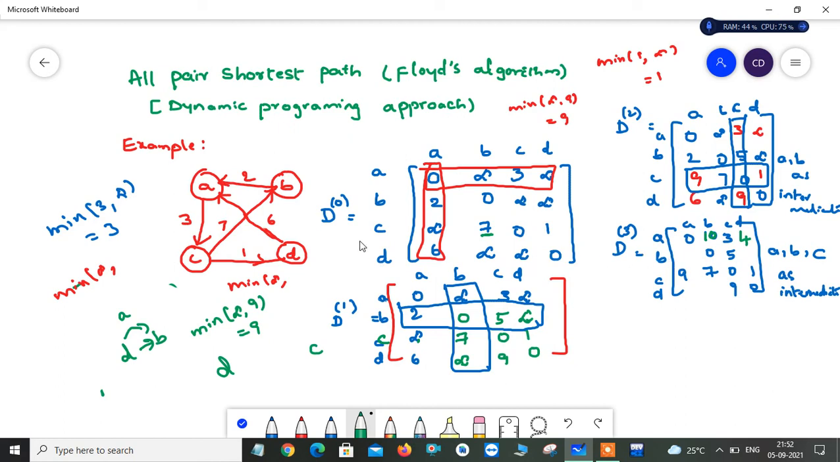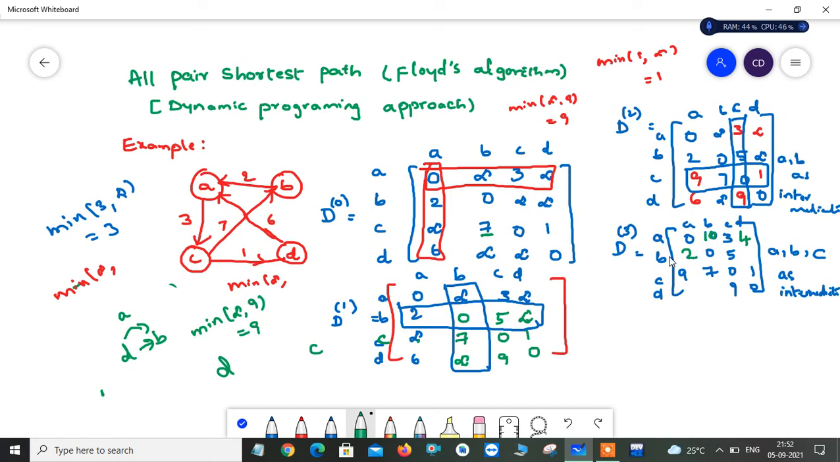And after that from B to A, I have a direct path with weight 2. So I am trying to find if I have any other path with C as an intermediate with a minimum cost. No, I didn't have. So simply I can take this as 2.